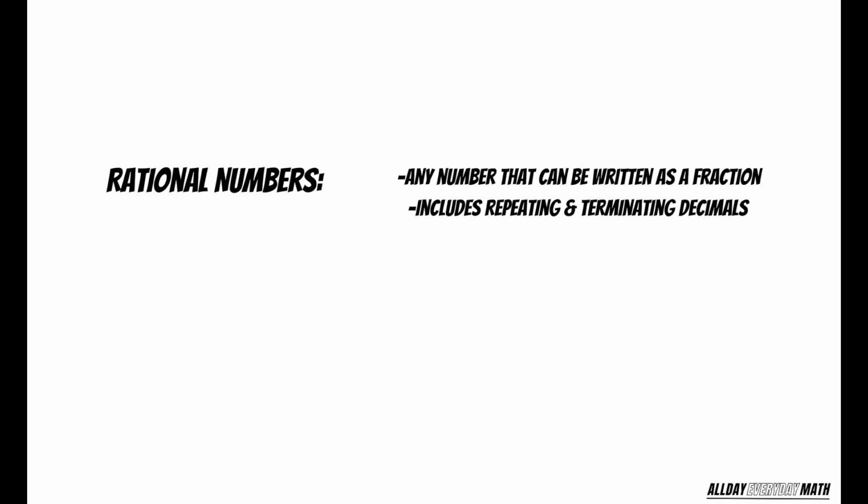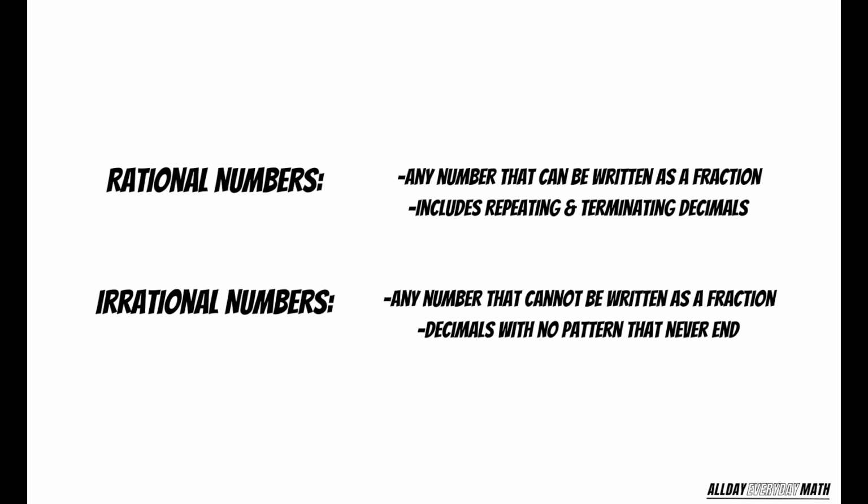So in this video, we're going to be talking about the real number system, and there's really two groups of numbers within the real number system, and that's going to be rational numbers and irrational numbers. Rational numbers are just any number that can be written as a fraction, and that's going to include any terminating decimals and repeating decimals. And then irrational numbers are obviously going to be any number that cannot be written as a fraction, and these are going to include decimals that have no pattern that never end.